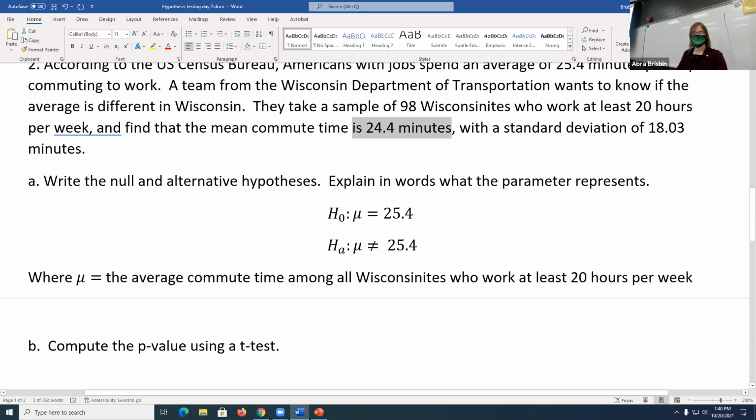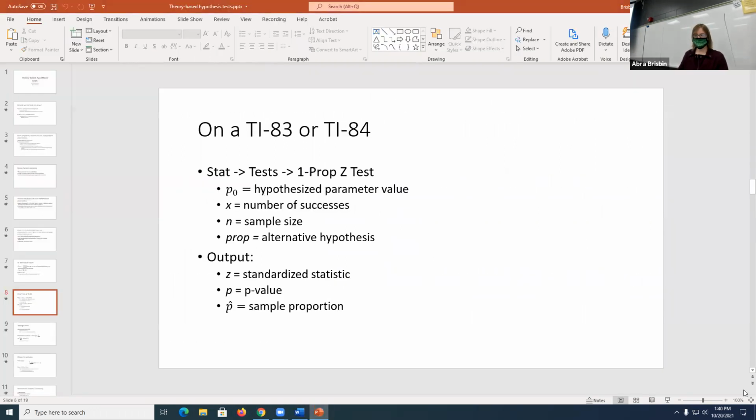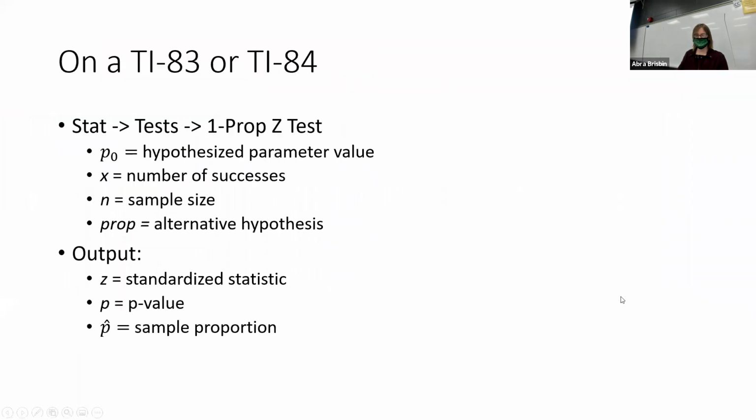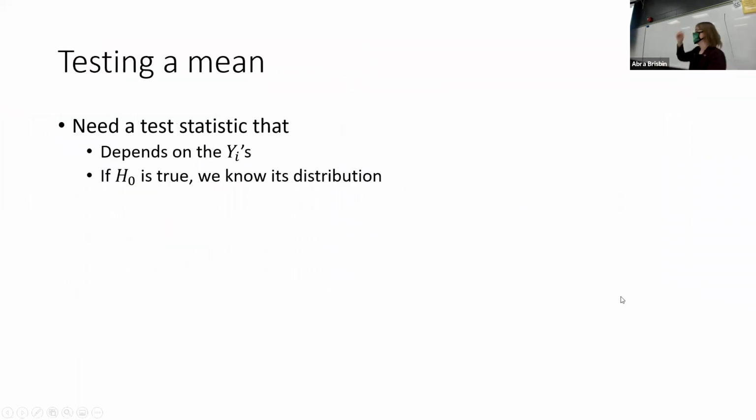All right, so let's talk about what we might want to use as a test statistic and a model. So we need a test statistic that's going to depend on the data, the y sub i's. And we need to know what its distribution is, assuming that the null hypothesis is true.